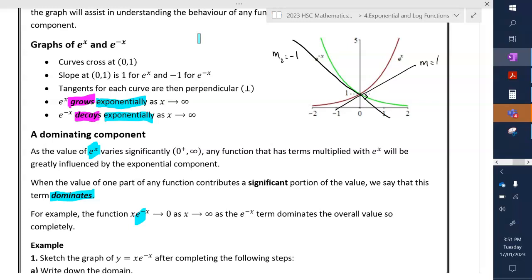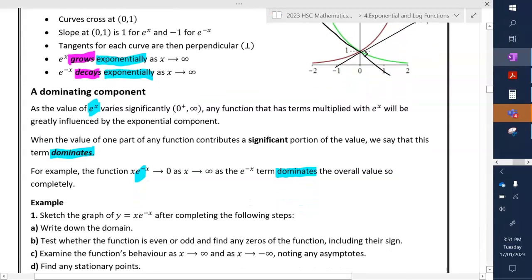So we're assuming that x e to the minus x is going to do the same, because always our e to the x and our e to the minus x are going to be dominating terms. So that's something that you need to be aware of. And we'll have a look at that below when we have a look at the next example.